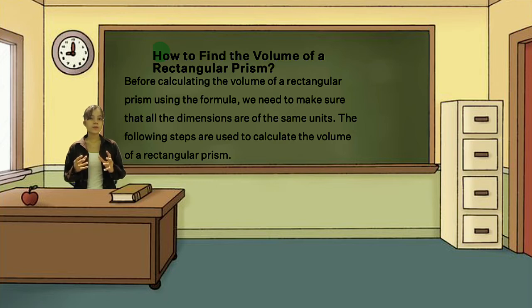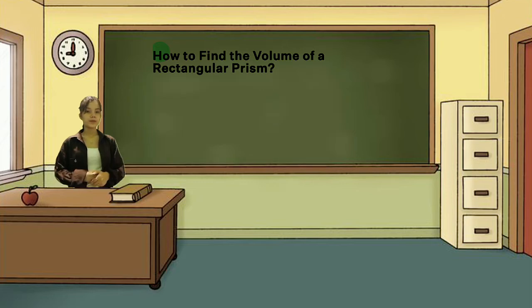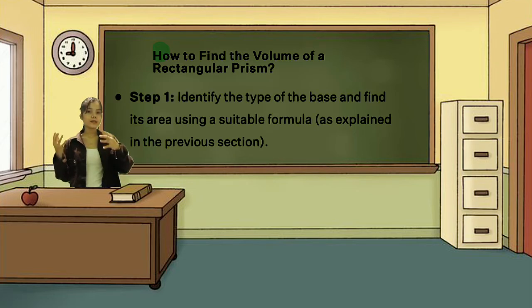The following steps are used to calculate the volume of a rectangular prism. Step 1, let's identify the type of the base and find its area using a suitable formula, as I have explained in the previous section.